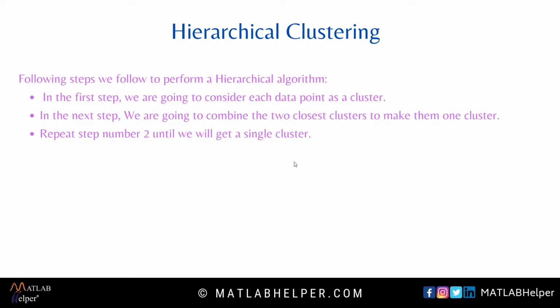To perform k-means clustering, we followed certain steps, and we did clustering by using a mathematical as well as a graphical approach. For hierarchical clustering also we follow certain steps to do grouping. Over here you can see the steps we follow to perform hierarchical clustering. In the first step we consider each data point as a cluster. In the next step we combine the two closest clusters to make them one cluster. Repeat step number 2 until we get a single cluster. First, let us do clustering in a graphical way, and after that we will see the mathematical approach to make clusters.